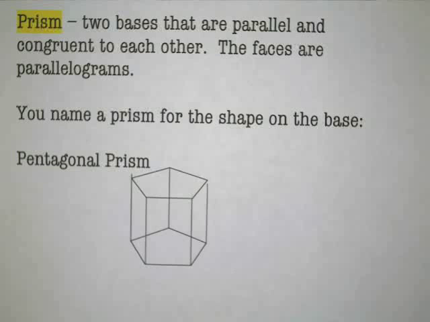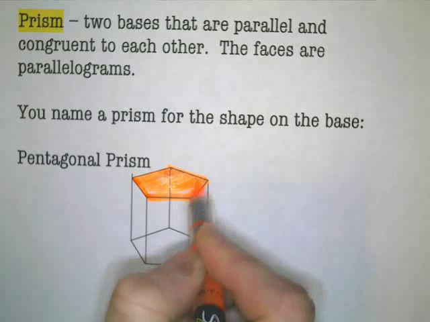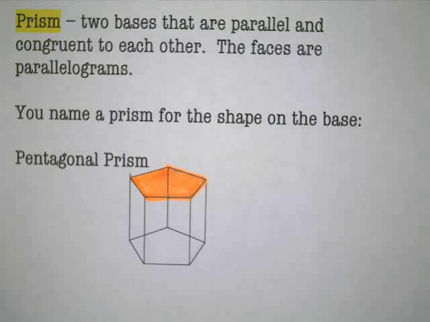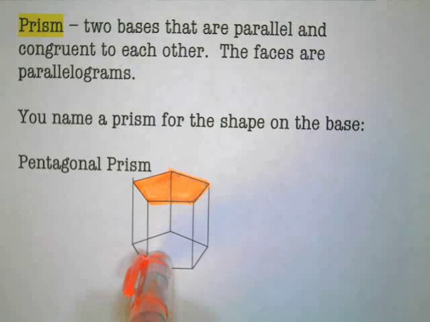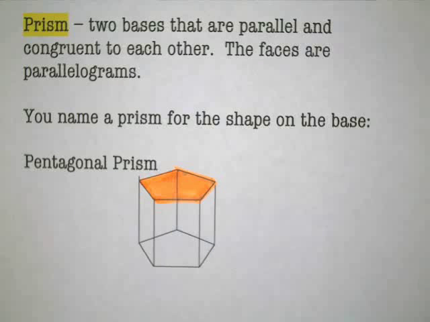So here is your example. The shape of the base is what, Max? What is this shape right here? A pentagon. And so we call it a pentagonal prism because we see that there's a bottom and a top that are identical, and we see that there is a parallelogram on each side. So there's a rectangle in essence on each side. So we call it a pentagonal prism. That's your first three-dimensional figure.